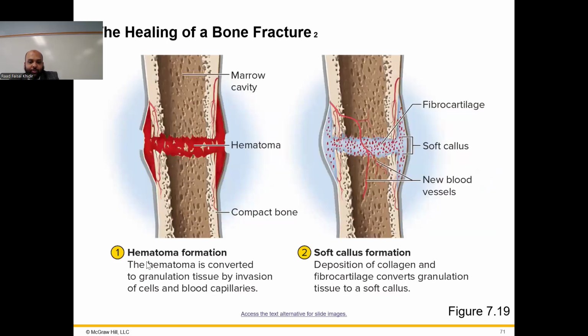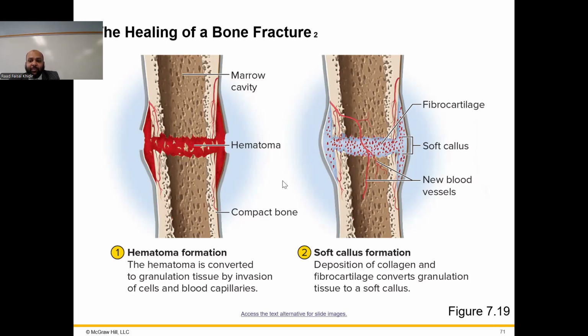You see that's the hematoma. The hematoma is like a blood tumor, a blood cushion, and is converted to granulation tissue by invasion of the cells. So you know the immune system is active. The immune system is going to be recruited to the site of the trauma, and there's going to be a lot of inflammation, and a lot of necrotic debris. There's going to be a lot of bacteria. There's going to be a lot of pain and redness, heat, swelling.